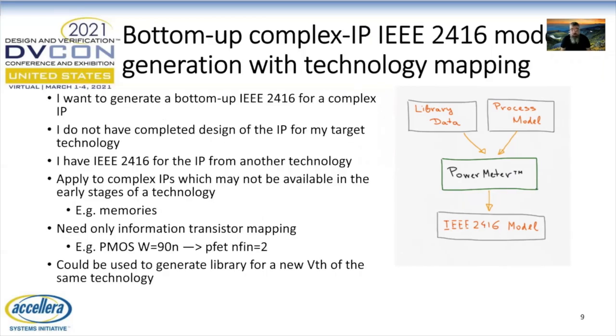The other case where I need to generate bottom-up 2416 models is for an IP for which I do not have a design in my target technology. As I previously mentioned, this is where I would use technology mapping. I have the design from the previous technology, and I have generated the model for that. I need to map to my target technology. The only additional information required in this case to generate the target 2416 model is the device mapping between the two process technologies. In our case, we got the device mapping from Professor Davis, who provided us with the data, and we're able to map the SRAMs in our test case from the original technology down to our target technology by using this device mapping.